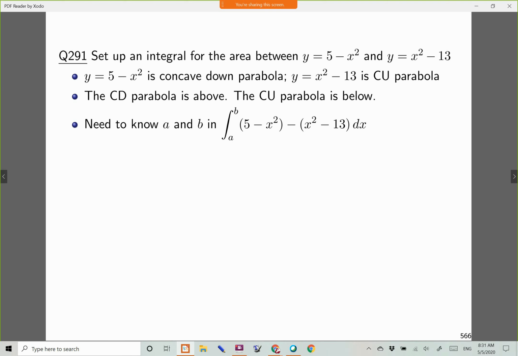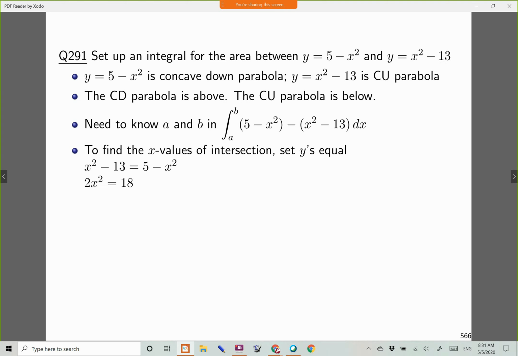The thing that we don't have here are these x values of a and b. We need to find those. So to find where these two parabolas intersect, let's set the y's equal to each other. So set 5 minus x squared equal to x squared minus 13. Either order you could write for this equation. What I did was I added x squared to both sides and added 13 to both sides. You end up with 2x squared equals 18, and divide both sides by 2. You have x squared equals 9.